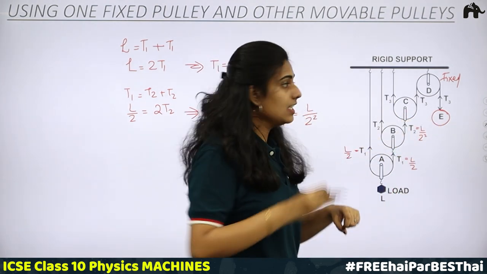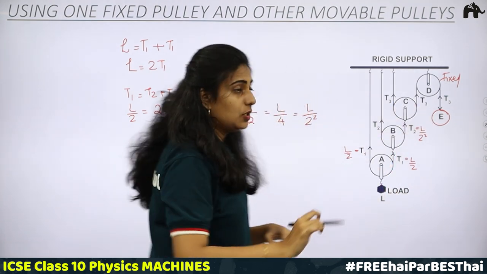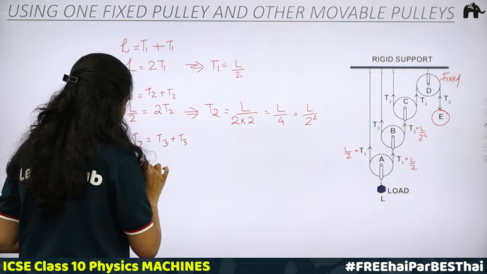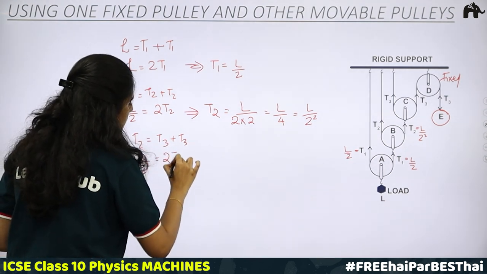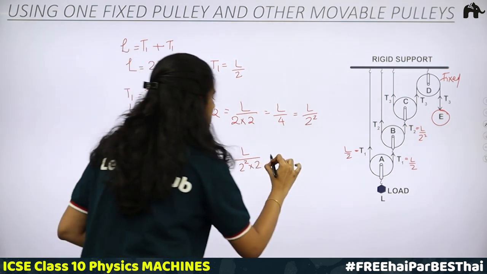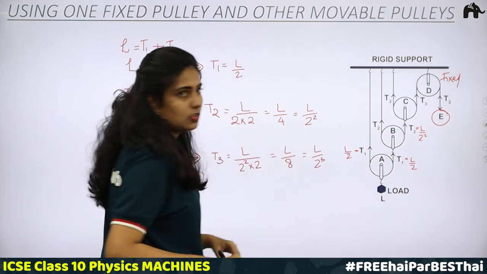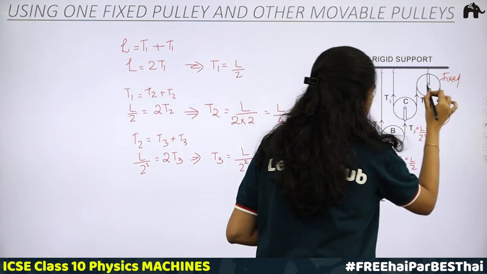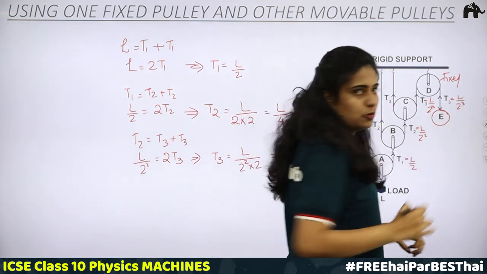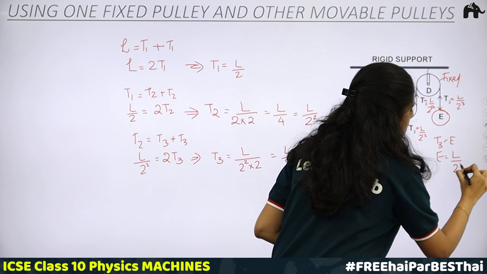This T2 will be acting as the load for the next movable pulley. This is the load. Here we have tension T3 and T3. T2 is equal to T3 plus T3. What is T2? T2 is L divided by 2 square. That is equal to 2 times T3, or we can write T3 is equal to L divided by 2 square into 2. 2 square into 2, we'll be getting L by 8. 4 into 2 is 8, or we can write this as L by 2 cube. This T3 is equal to L by 2 cube. Same tension is there in this rope also. Yes, this is also equal to L by 2 cube. This is the effort. This T3 will be equal to the effort, which means effort is equal to L divided by 2 raised to 3.